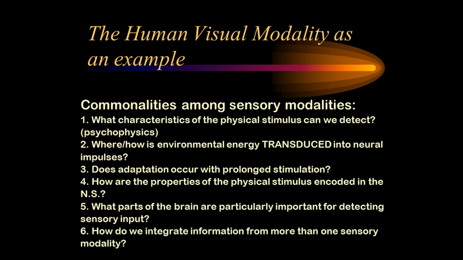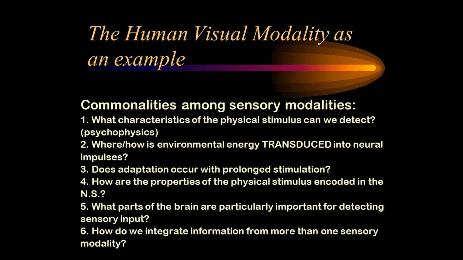Where and how is energy transduced into neural impulses? Does adaptation occur with prolonged stimulation? And how are the properties of the physical stimulus encoded in the nervous system? Which parts of the brain are particularly important for detecting and analyzing sensory input? And how do we integrate information from more than one sensory modality?